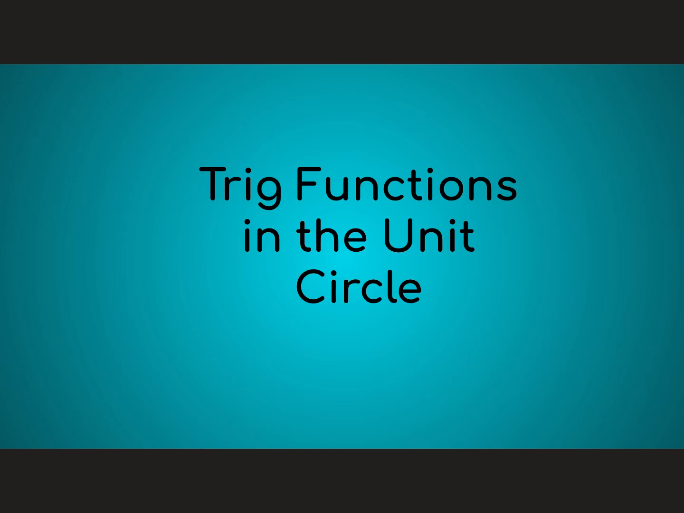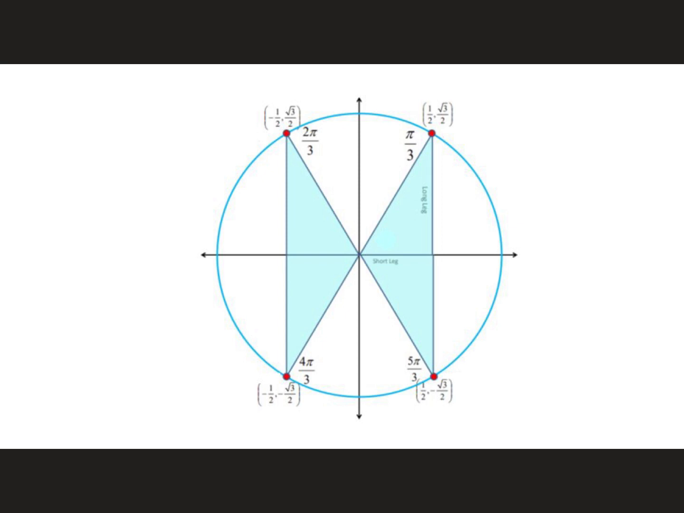Today we're going to be looking at applying the trig functions to the unit circle. So yesterday we built the unit circle and looked at the different fractions of pi that show up. We looked at halves, fourths, thirds, sixths, and then each of our axes. So today we're going to break it down and view each of them separately.